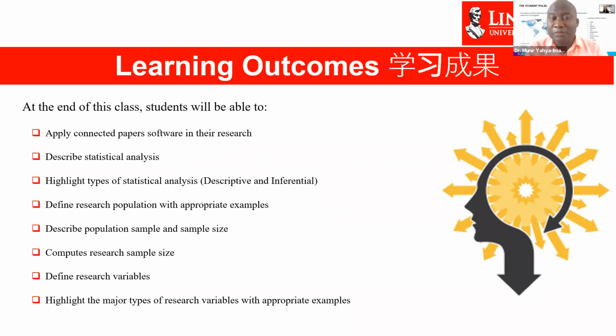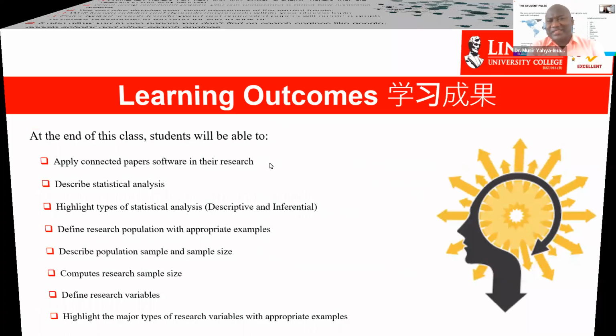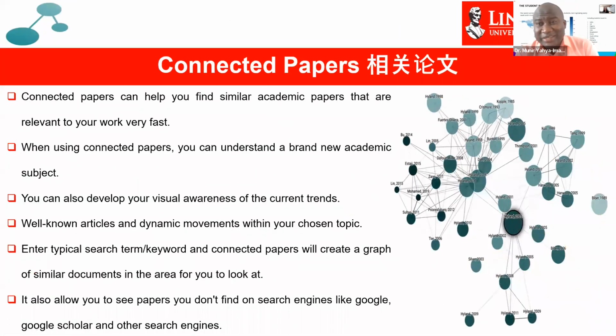You should be able to compute research sample sizes. And you should be able to define research variables. And finally, you should be able to highlight the major types of research variables with appropriate examples. Okay, so to start with, we quickly look at a tool known as Connected Papers.